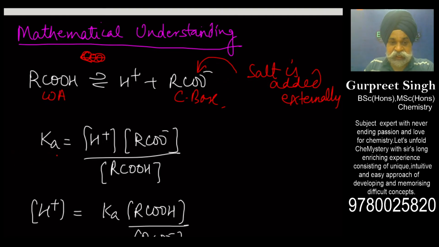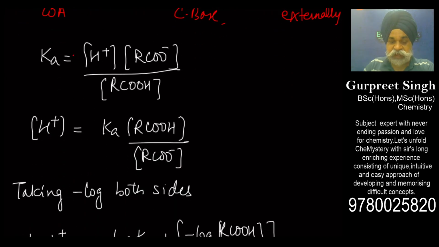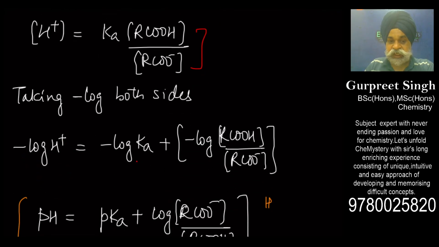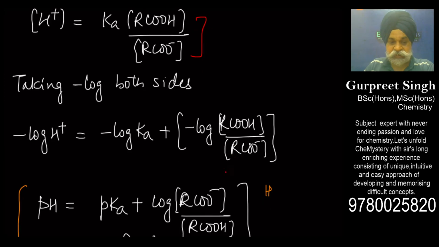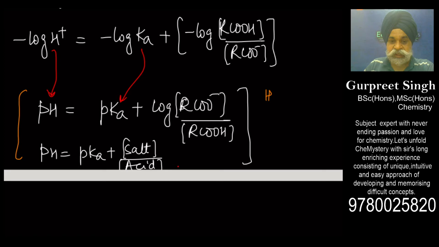Now if I write the Ka for this equilibrium, and rearrange this equation for the H ions, you would get this one. If you take minus log of both sides, you would get minus log H positive, minus log Ka, and this term. This becomes pH, and this is pKa, because minus log H ions is pH and minus log Ka is pKa. And this negative sign, if I make it positive, undergoes reciprocation. So you happen to get this equation.